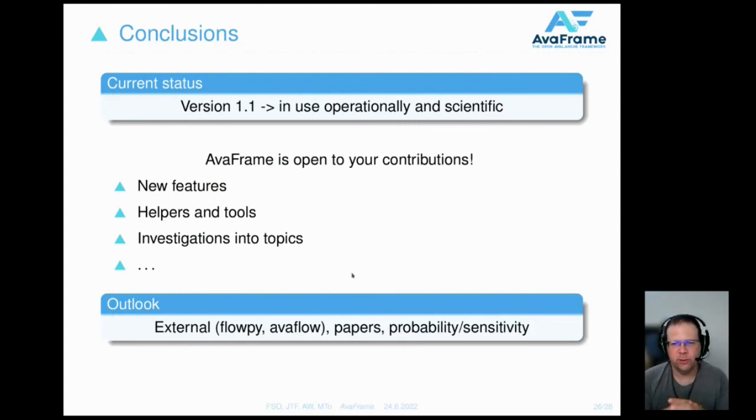As I said, AvaFrame is open to your contributions. If you want to add new features, if you have ideas for new features, if you want new help or tools, feel free to contact us. If you want to use it for investigation into certain topics, please do so. The outlook that we have at the moment is that in the near future, we want to include other external code, like, for example, some of you are familiar with FlowPy. We want to make a connection to AvaFlow to have this multi-model even more extended. We are currently working on papers, and we're trying to push this probability sensitivity analysis into our operational setting.